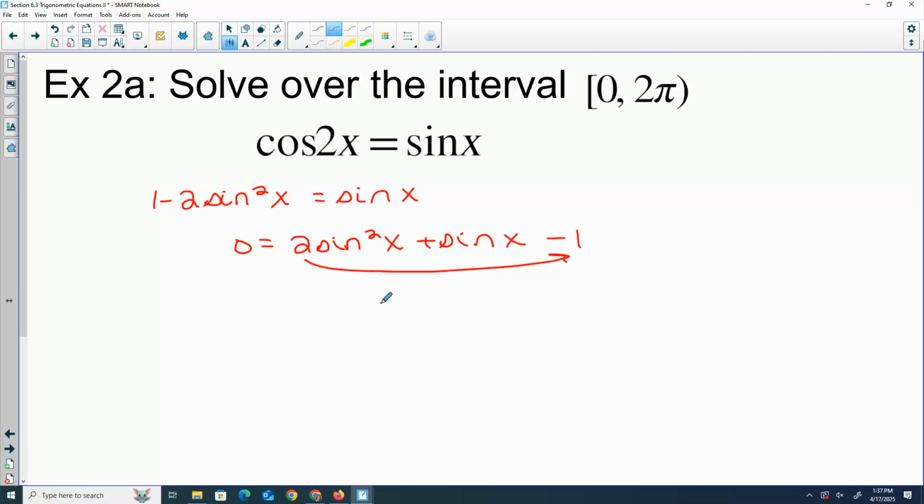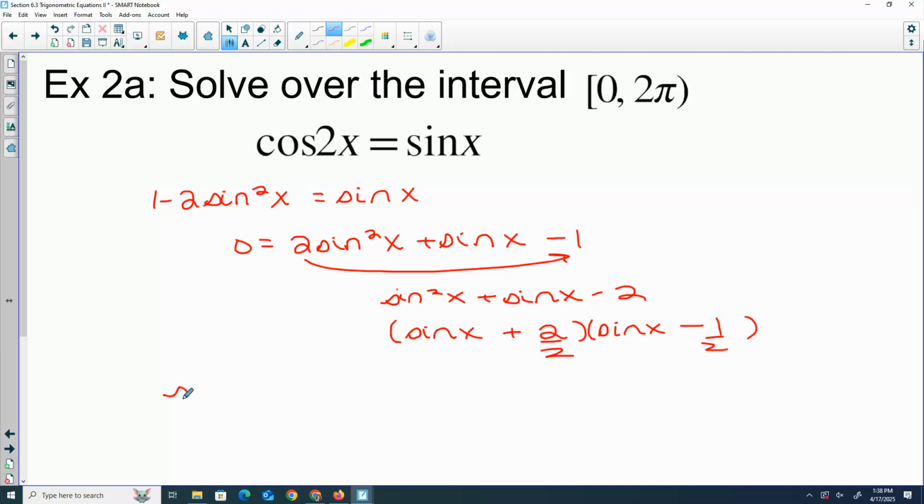So if we slip and slide, what multiplies to -2 and adds to +1? Have to divide our 2 back. Equals 0, so you get sin x equals -1 or +1/2.